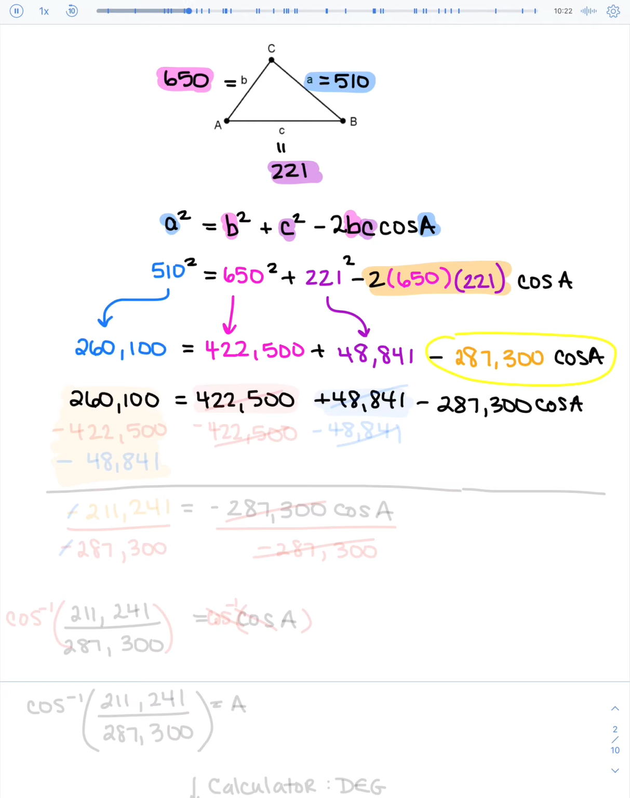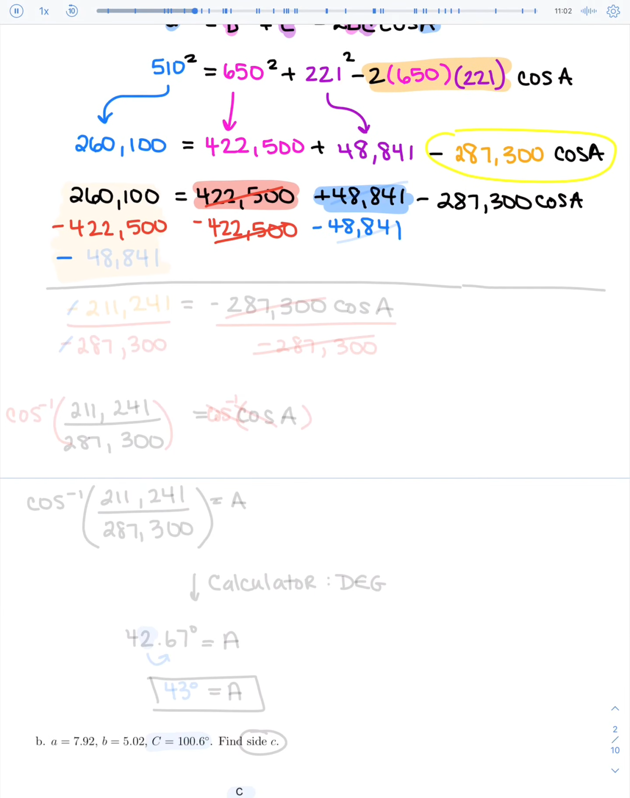If we're trying to do that, first of all, we need to get everything else on the other side. So let's move, first of all, the 422,500. That's a positive, so we will subtract 422,500 from both sides to get rid of it and move it to the other side. But that's not all we have to move. We also have to move the 48,841, which is also positive, so we'll move that by also subtracting 48,841 from both sides.